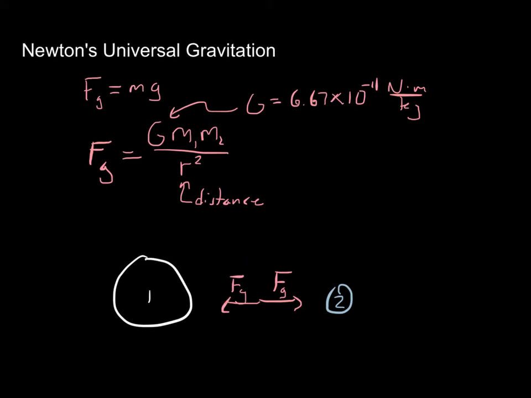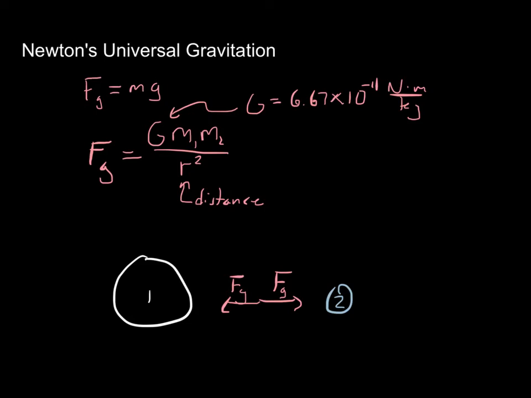Well, by Newton's third law, it's pretty simple. If object 1 exerts a force on object 2, then object 2 is going to exert the same force on object 1. So these two forces of gravity are exactly equal. The force that they pull each other with is exactly the same. So we say that this is the force of gravity between the two objects. Okay.